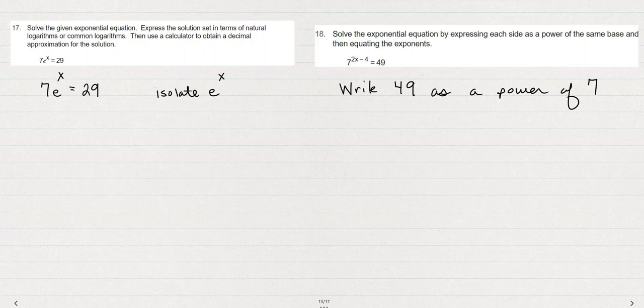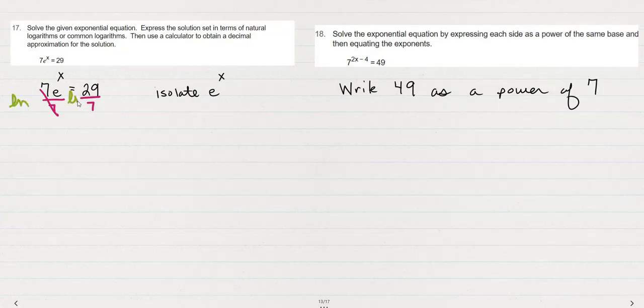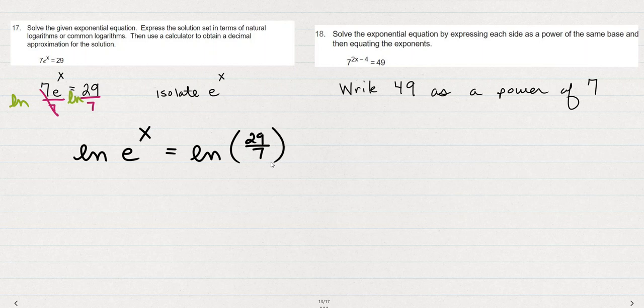Next example. When we look at this, we can't rewrite this 29 with a base of e. But what we've got to do first is isolate the exponential term. So we've got to isolate the e to the x. So I'm going to divide both sides by 7. After I isolate, I'm going to throw a log at it. Since there's an e in there, I'm going to do the natural log, log base e. So we have the natural log of e to the x equals the natural log of 29 divided by 7.